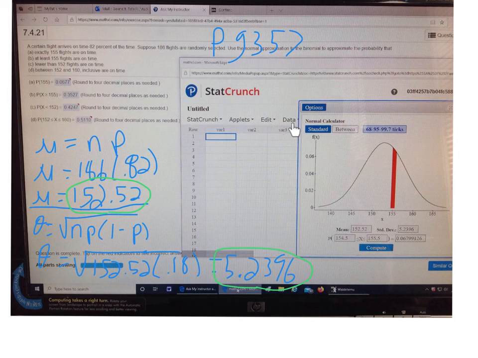So you specifically asked about how to use StatCrunch here. So you got to click on, can't see it here, Stat, Calculators, and you want to use the normal calculator. Now you got these different parts. Part A, you want to find the probability 155 flights are on time.